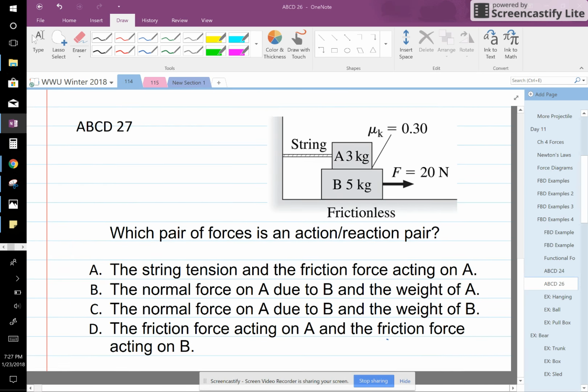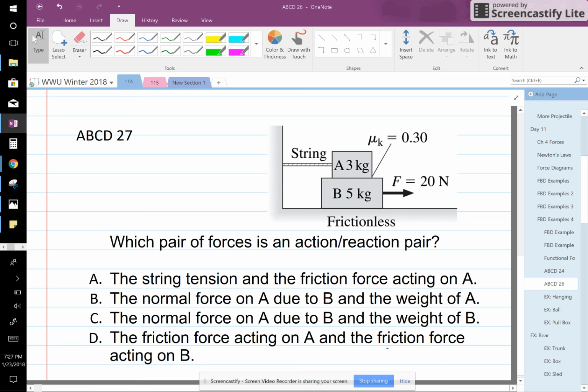Okay, one more ABCD question. So you have this relatively complicated diagram. You've got two boxes that are stacked on one another. The top one is tethered by a string to a wall. There appears to be a frictional force between the two blocks themselves. The bottom box is being pulled off to the right by a force of 20 newtons. However, there is no friction between box B and the surface.